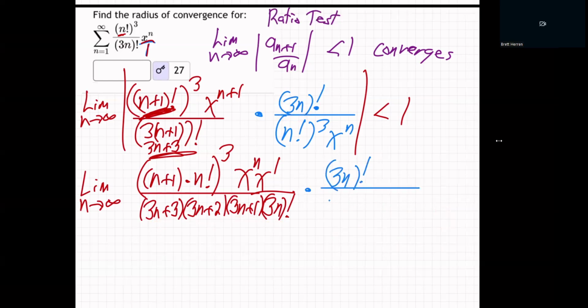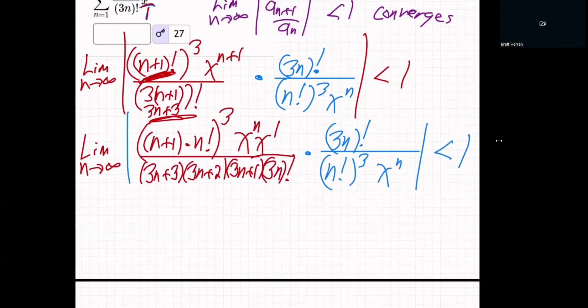3n factorial. This is n factorial cubed, x to the n, absolute value, want it less than 1. All right, can you see what's going to happen now? Some nice things will happen now.